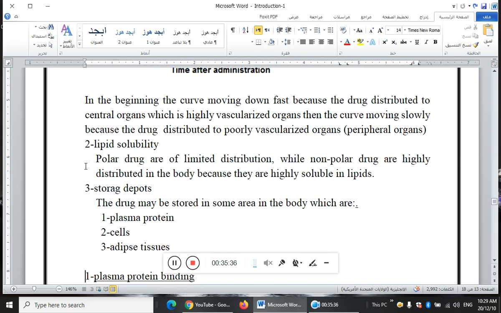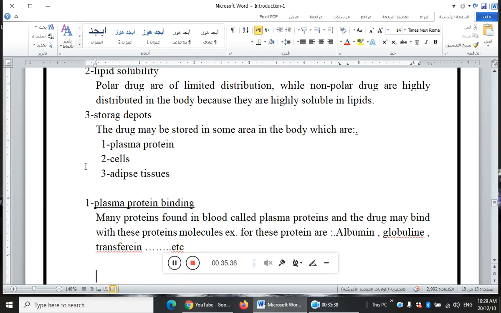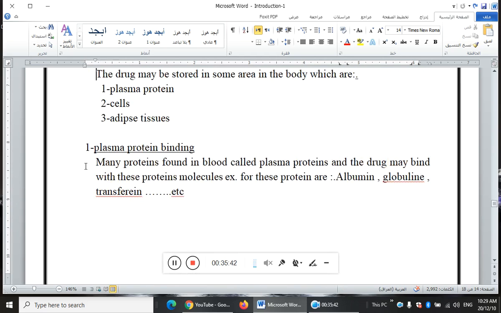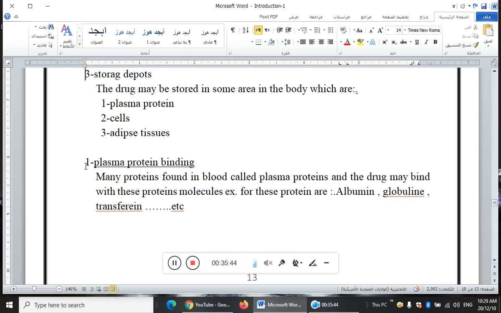The third factor is storage depots, the places where the drug is stored. The drug may be stored in some areas in the body, which are first plasma protein, second cells, and third the adipose tissue. Plasma protein binding is the first storage depot of the drug.